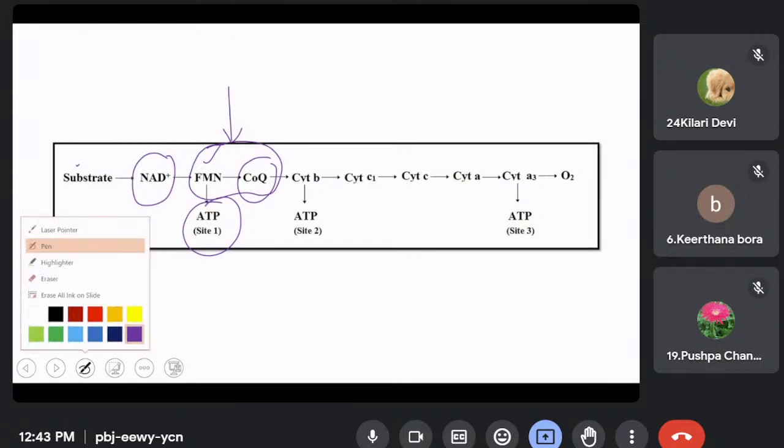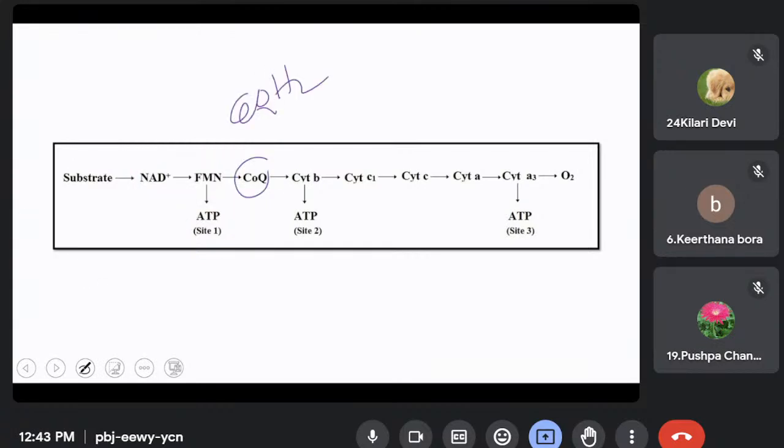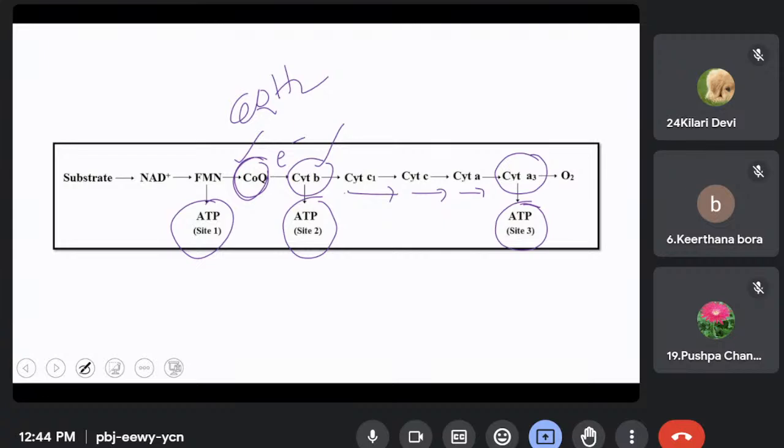And what happens in the next step? Reduced coenzyme Q now transfers the electrons to cytochrome B, and during this it gets oxidized. This is the second step where ATP is synthesized. From cytochrome B, the electrons are transferred to cytochrome C1, C, A, and finally cytochrome A3. And in cytochrome A3, that is the third site where ATP is produced. So there are three sites of ATP synthesis when NADH is involved.